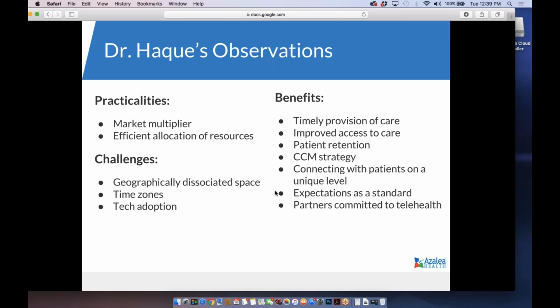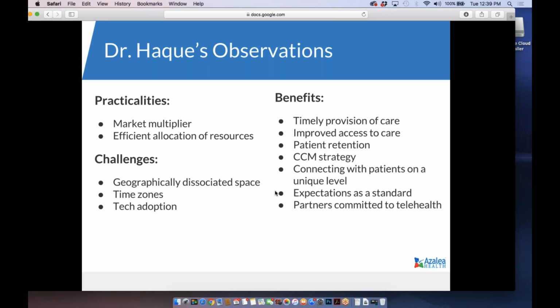And finally, the keys to success, I think personally, one is having partners that are committed to telehealth. It is a rapidly evolving field. You do want vertical integration and tech support, as well as revenue cycle management that really understand the unique challenges with respect to telehealth. So thank you.